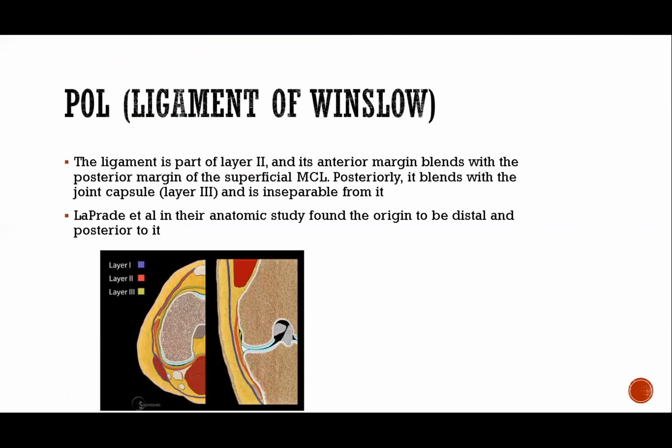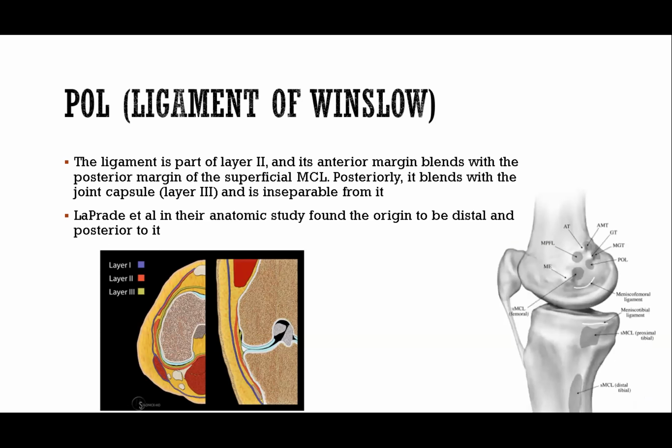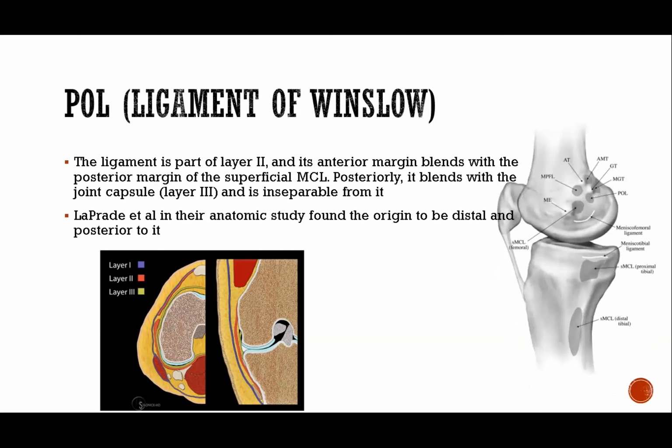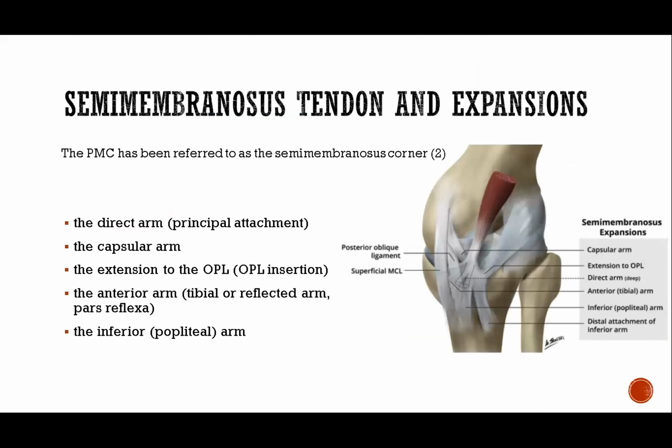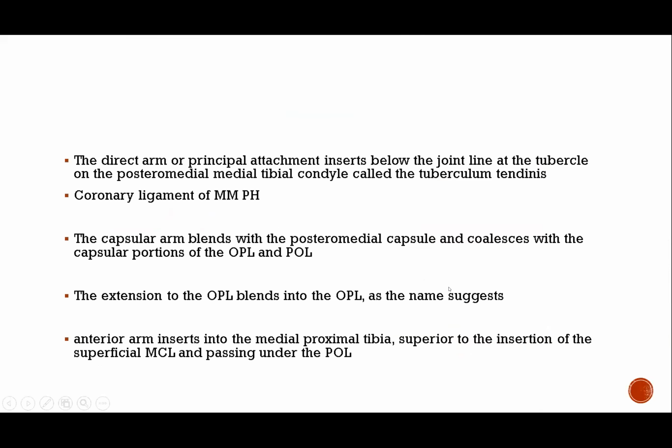Coming to the posterior oblique ligament, it is also called the ligament of Winslow. As we already saw, these are the 3 layered structures which we discussed. So this forms part of layer 2 along with the superficial MCL. And as we already saw in that picture, the POL blends with the anterior margin of the superficial MCL.